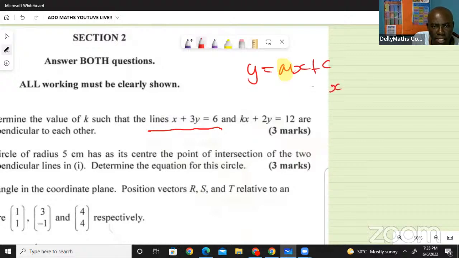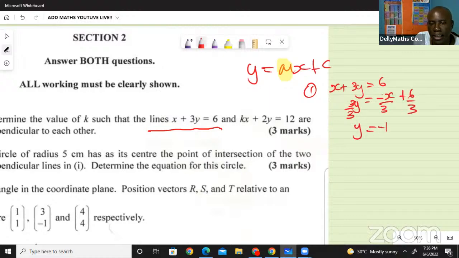Situation 1: I have x plus 3y equals 6. I'm transposing to make y the subject, so I have 3y equals minus x plus 6. Dividing everything by 3, y is equal to negative 1/3 x plus 2. I'm going to focus on this when the time comes, that little piece I'm highlighting. Not the x or anything, just the negative 1/3. So that's my situation 1.